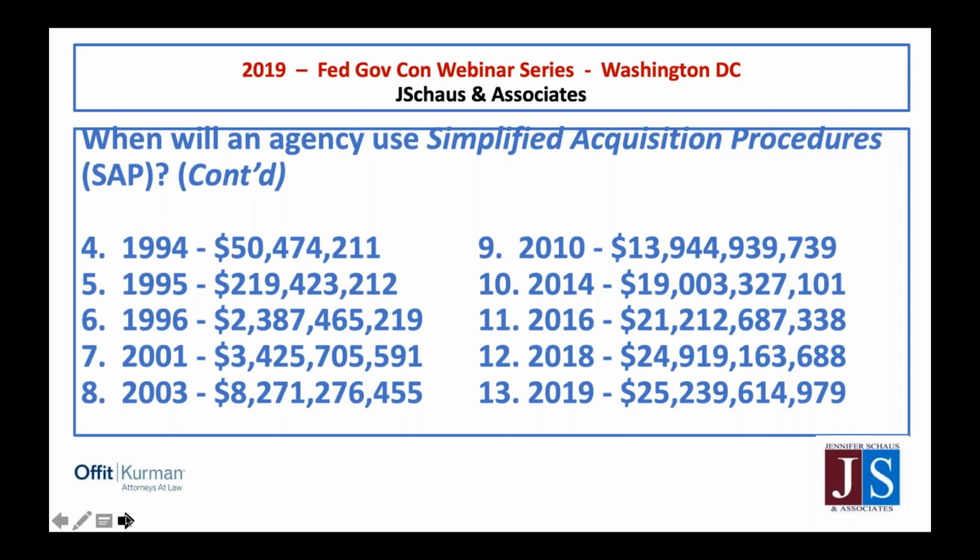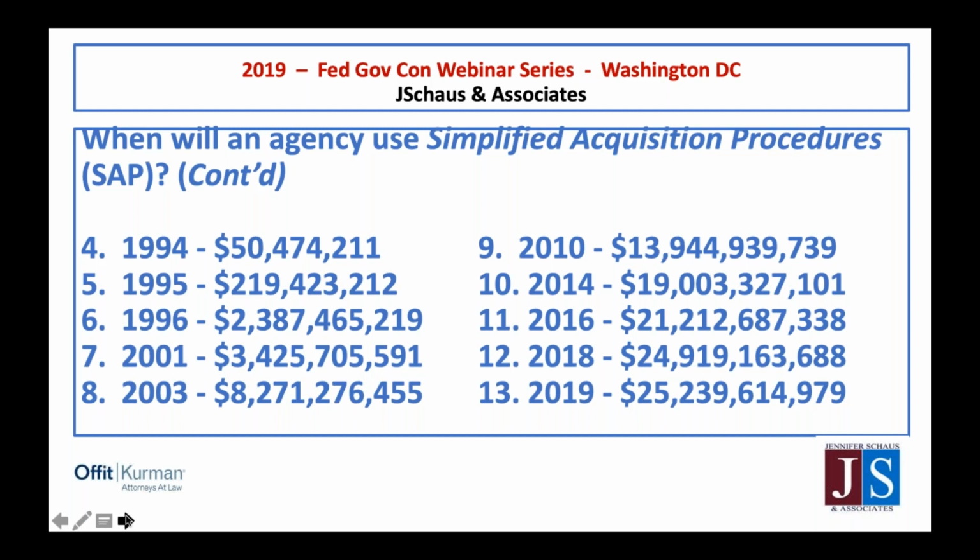The SAP at that time was changed to make it easier for the government to use simplified acquisition procedures. And look what happened. You went from 50 million to 219 million just from 1994 to 1995. This is just purchases using the simplified acquisition procedures. And then it jumped big time again from 1995 to 1996, from 219 million to 2.3 billion. That's a big jump. And you'll see that that jump continued over the course of time.